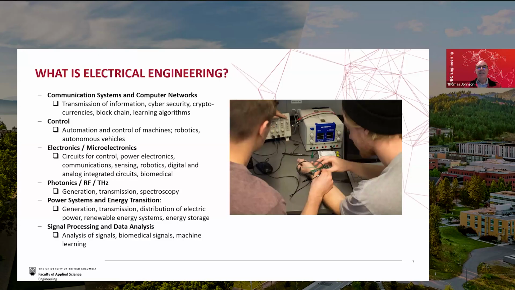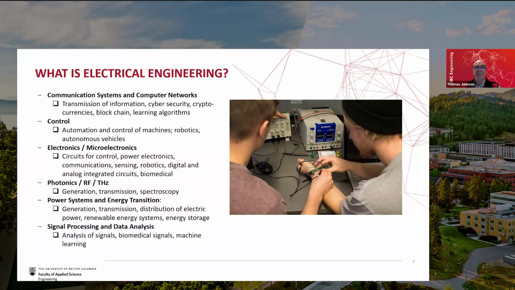So what is electrical engineering? It's a very broad field. There are many different areas that you can specialize in, and we just got a few listed here. These are in alphabetical order, but starting at the top, communication systems and computer networks. And that can include other aspects like cybersecurity and cryptocurrencies, learning algorithms, blockchain.